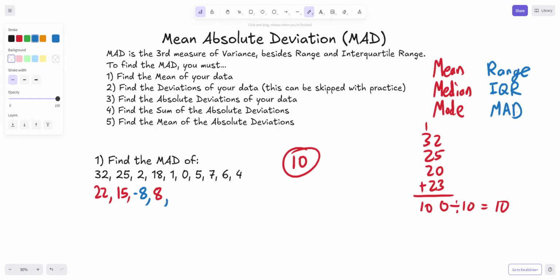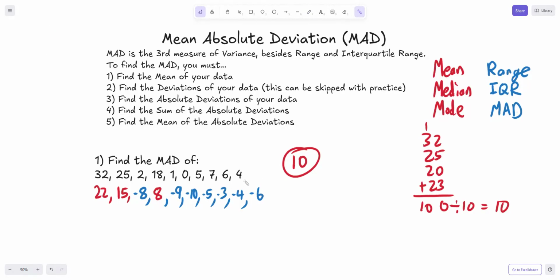1 has a deviation of -9 because it's 9 less than 10. 0 has a deviation of -10. 5 has a deviation of -5 because it's 5 less than 10. 7 has a deviation of -3 because it's 3 less than 10. 6 has a deviation of -4 because it's 4 less than 10, and 4 has a deviation of -6. So this step is honestly skippable, but I'm just doing it to explain what deviations are. Deviations are how far your number is away from the mean.